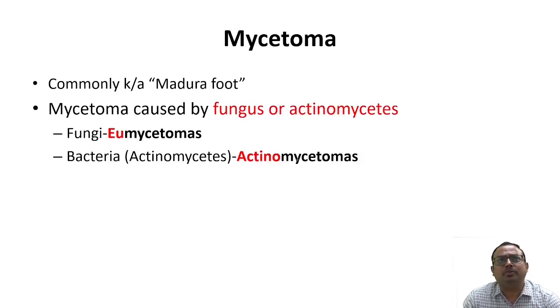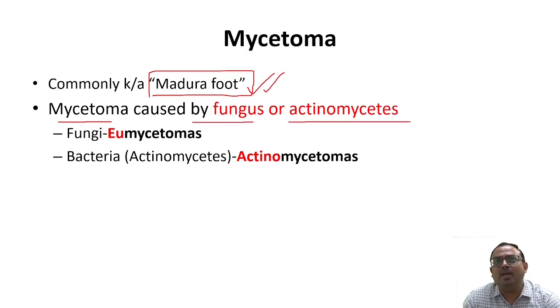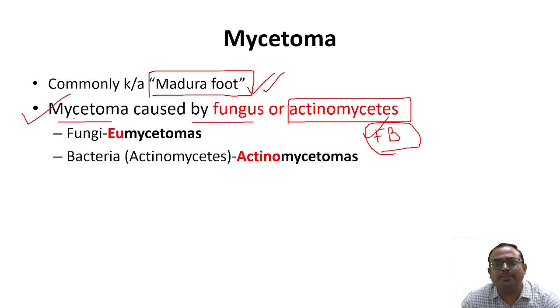So let's go further. In ancient times this was called Madura foot, because this is quite old. The history of this clinical condition is quite old, because it was first described in Chennai, which was then called Madras. So let's see the etiological agent. Mycetoma can be caused either by fungus or by bacteria which are members of actinomyces. What is actinomyces? These are filamentous bacteria. They resemble fungus, but they are not fungus, they are bacteria. So it is very clear that mycetoma is caused by both fungus and actinomyces.